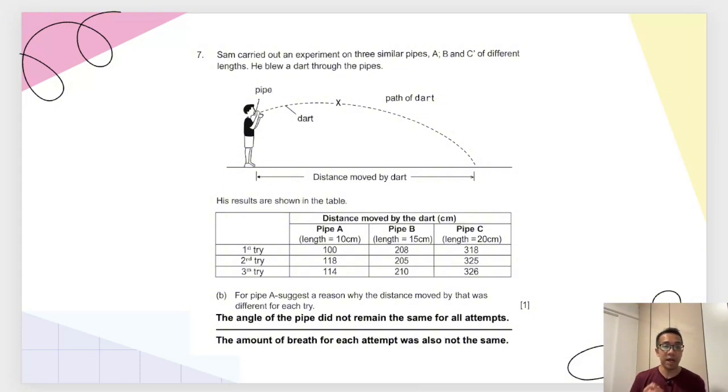Another possible answer for this is the amount of breath for each attempt was also not the same. Because if you take a look at the question, it was not specified. Therefore, Sam could have used a lot more air for the first try, and because he was tired during the 3rd try, he used less air.